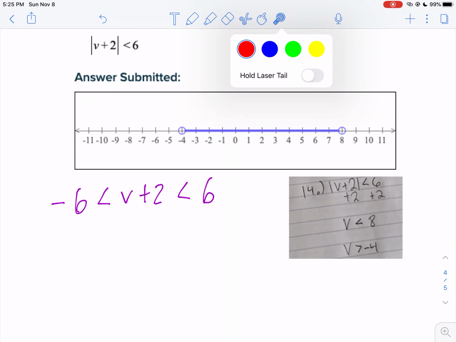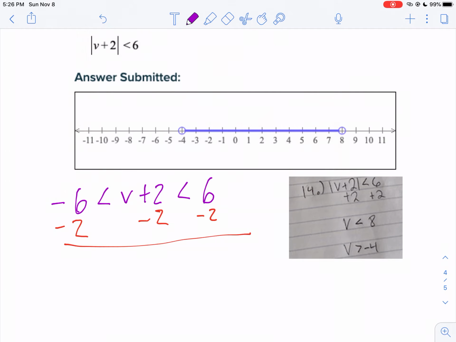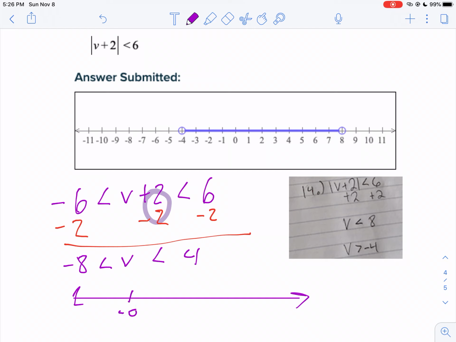The other mistake was the opposite of adding is not adding, like you did. The opposite of adding is subtracting. So we should subtract 2 from the middle, from the right, and from the left. So negative 6 minus 2 is negative 8, which is less than v because the 2's cancel out. And 6 minus 2, I'm sorry, is 4. So in other words, on your number line, you should have shaded between negative 8 and positive 4. And you did have the open circles, correct? And you did shade in between, you just shaded in between the wrong numbers. So we should have shaded in between negative 8 and positive 4.